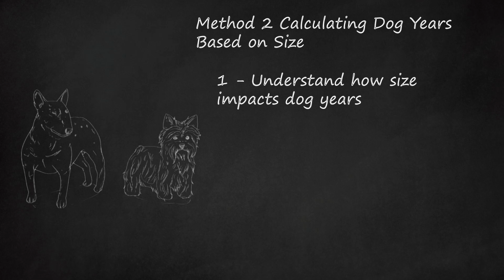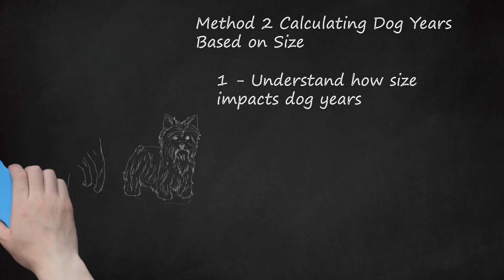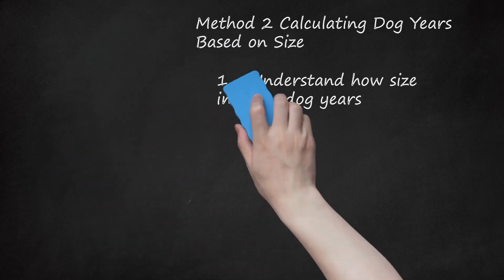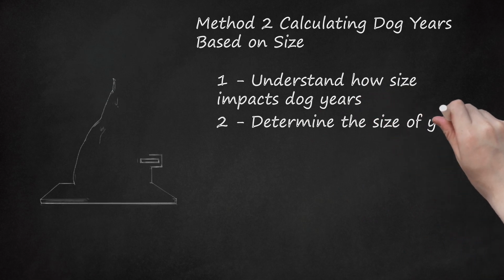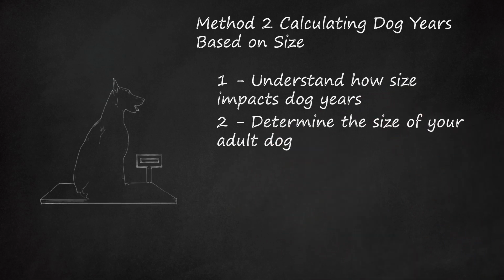Medium-sized dogs are somewhere in the middle in terms of maturation and lifespan. In other words, after they reach adulthood, larger dogs will be considered older in dog years than a smaller dog of the same age. 2. Determine the size of your adult dog. You can weigh your dog at home or, for a more accurate assessment, have your dog weighed at the vet.